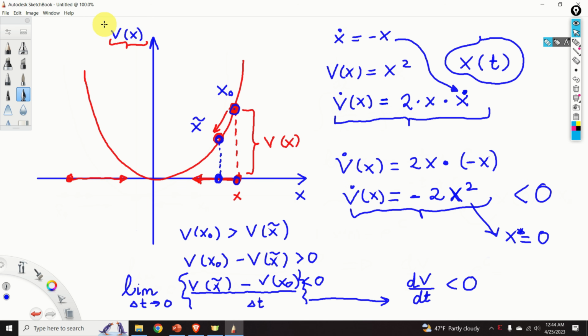We'll look at what's happening with this function v of x along the state trajectories. If this function decreases over time, then we know that our equilibrium point is asymptotically stable. However, if it remains constant or sometimes decreases, then we can conclude that the equilibrium point is stable.